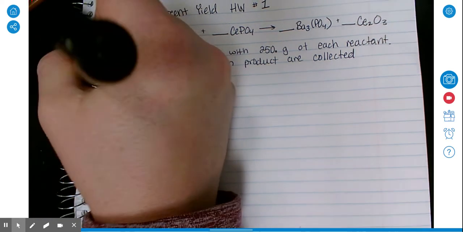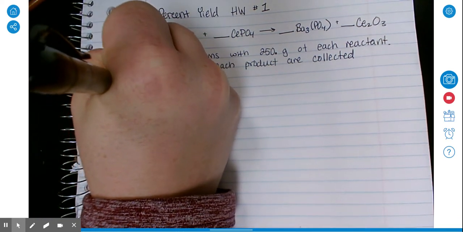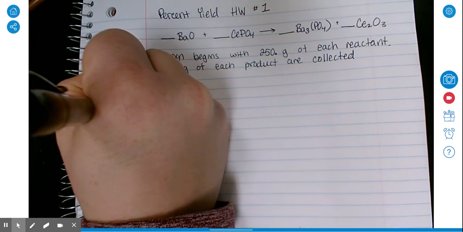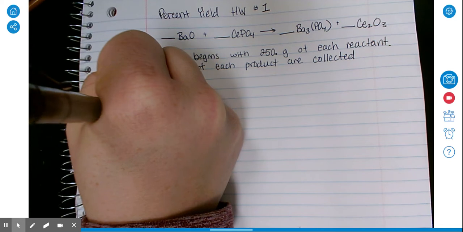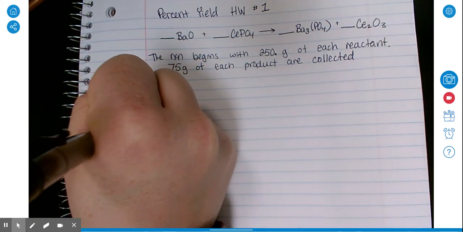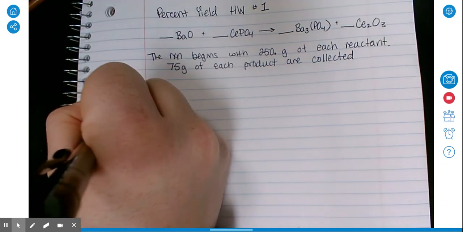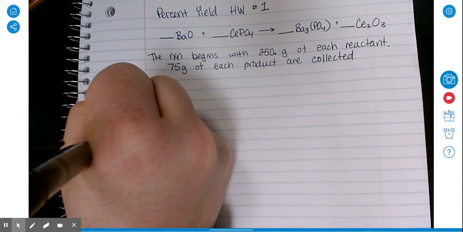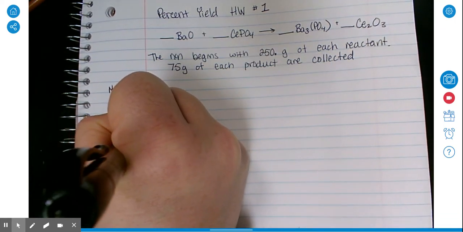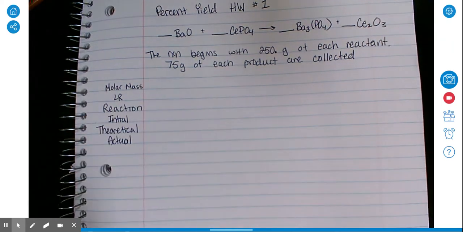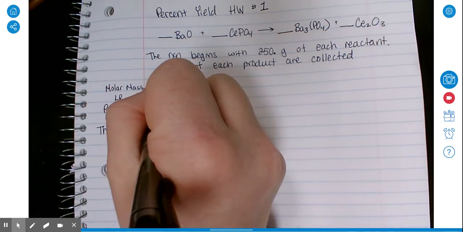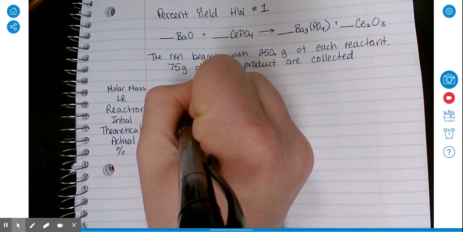So we're going to pull out molar mass and calculate our limiting reactant for the reaction using our initial mass and our calculated theoretical yield, comparing it to our actual yield, which will allow us to calculate our percent. So we need a balanced chemical reaction. I'll balance it in a minute.